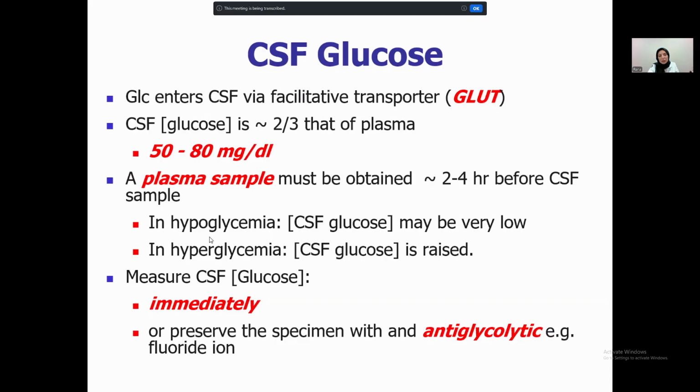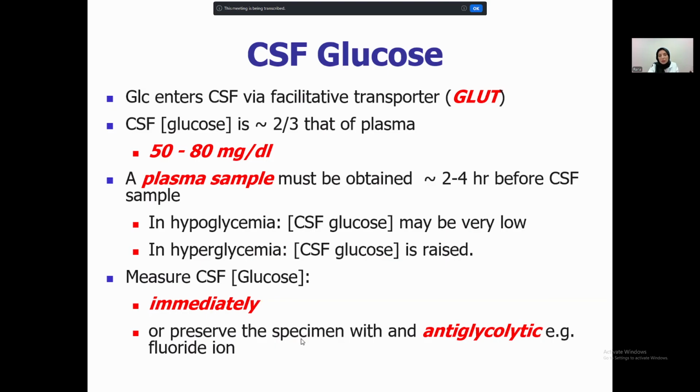So if we have hypoglycemia, ultimately the CSF glucose will also be low, while with hyperglycemia the CSF glucose will be high. Usually the glucose in the CSF comes from the blood glucose, through facilitative transport across the blood-brain barrier to reach the CNS. So we usually measure it immediately after taking the CSF, and we have to put it in a tube. This is technical, but I need you just to know about it.